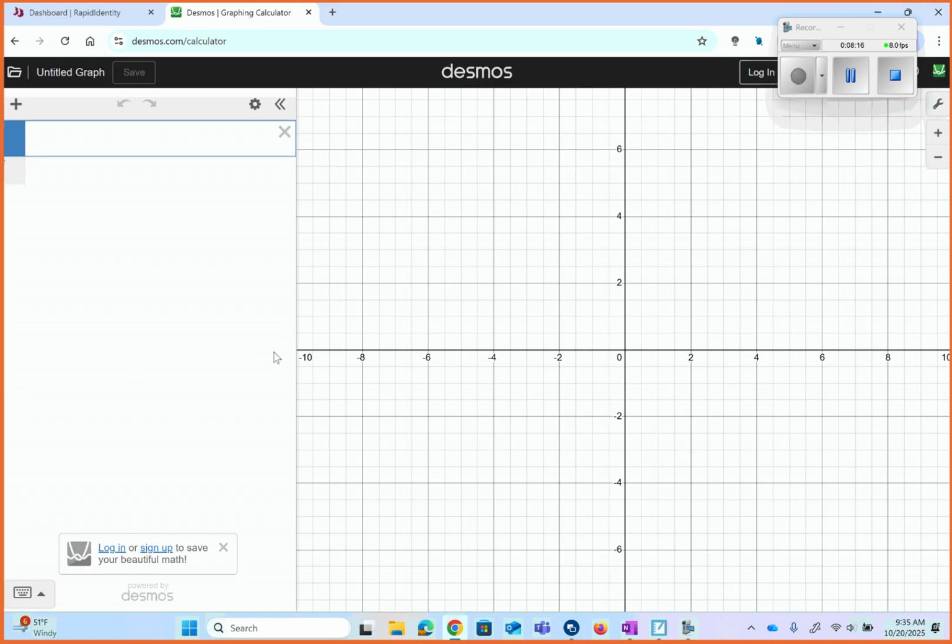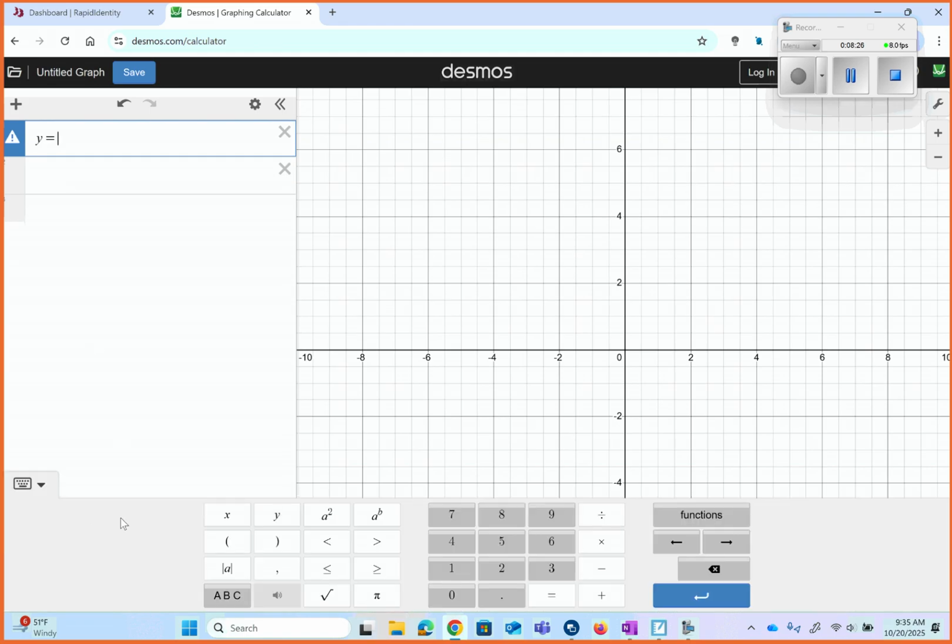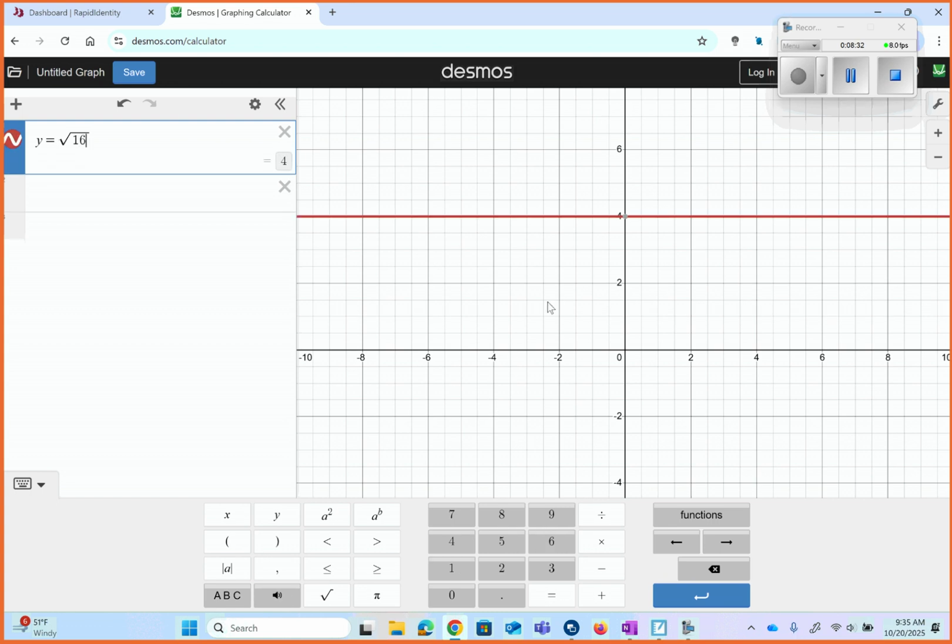All right, so if you looked at it and you said, hey, what does y equals or f at x equals the same thing? What does this actually look like? What does the square root of 16 look like? Well, the square root of 16 is 4, right? So that's just a horizontal line. Square root of 16 is 4.